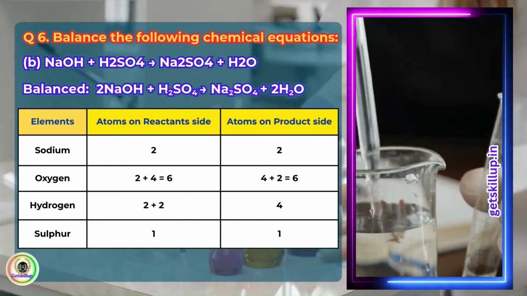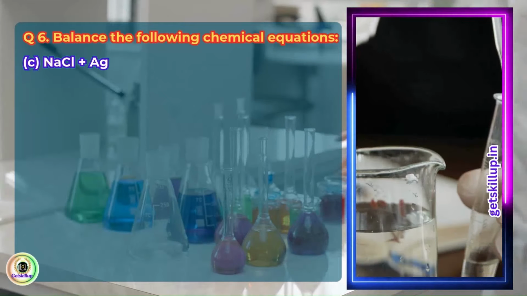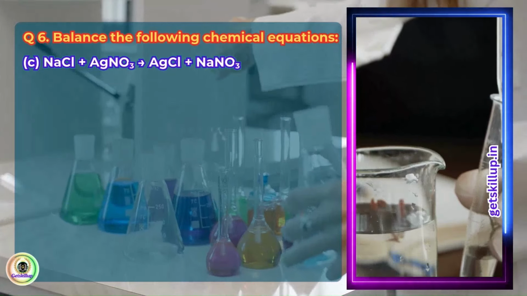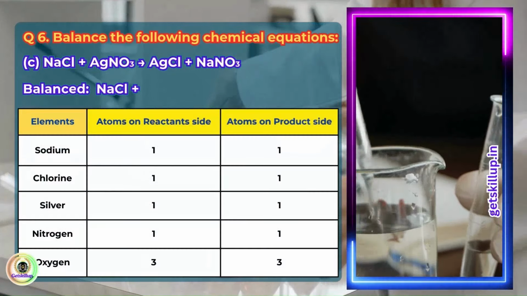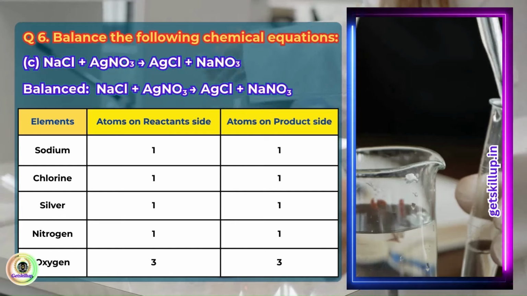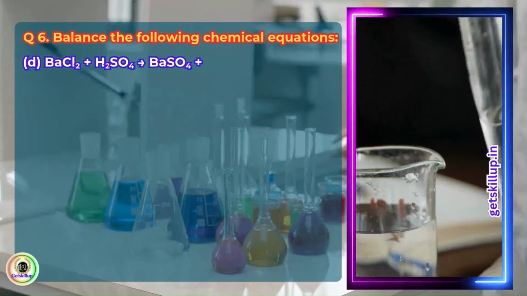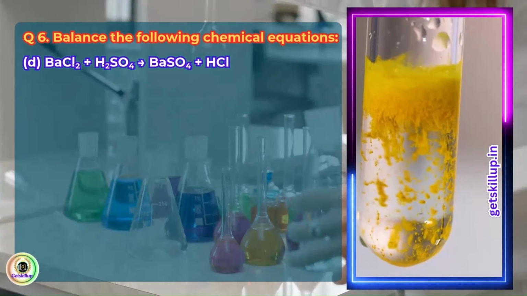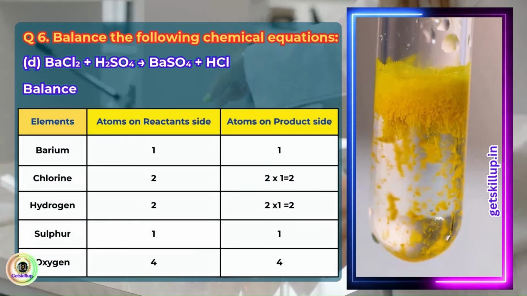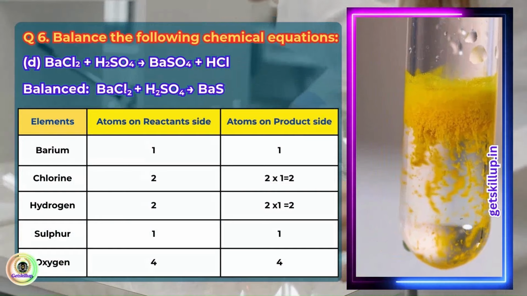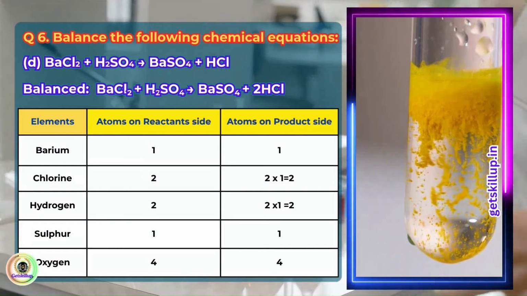C. NaCl plus AgNO3 gives rise to AgCl plus NaNO3. Balanced chemical equation: NaCl plus AgNO3 gives rise to AgCl plus NaNO3. D. BaCl2 plus H2SO4 gives rise to BaSO4 plus HCl. Balanced chemical equation: BaCl2 plus H2SO4 gives rise to BaSO4 plus 2HCl.